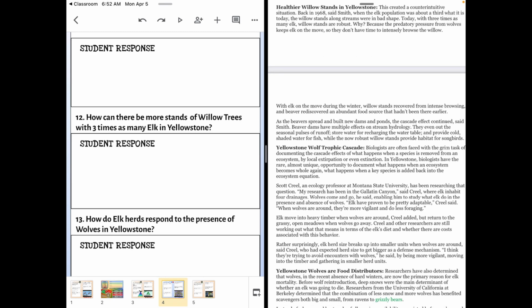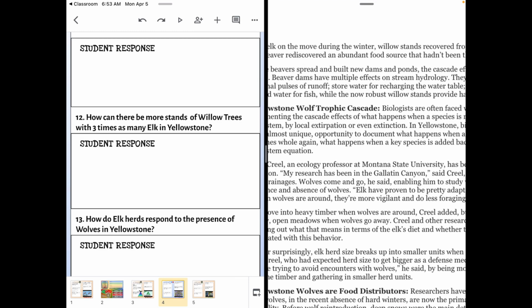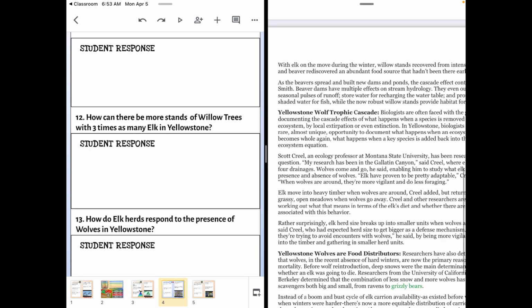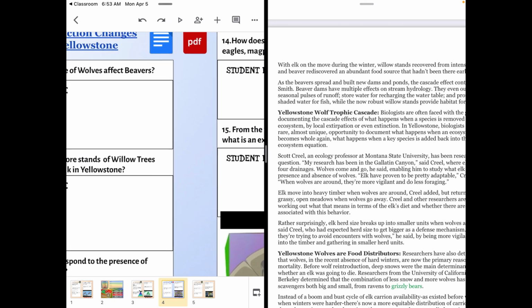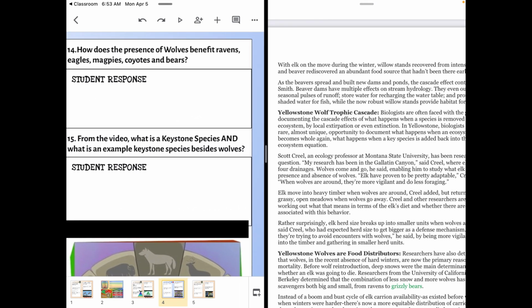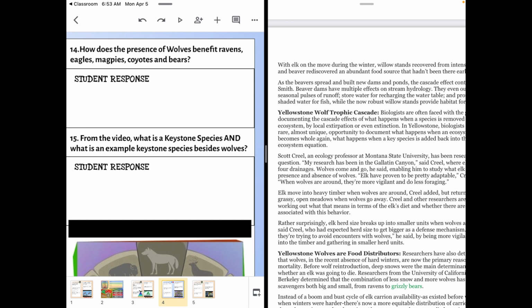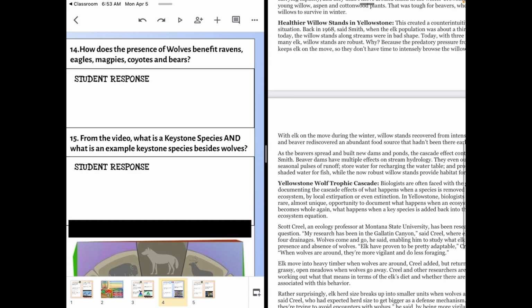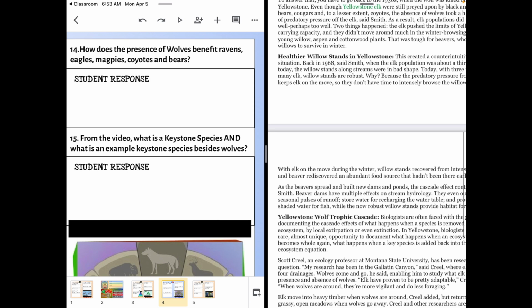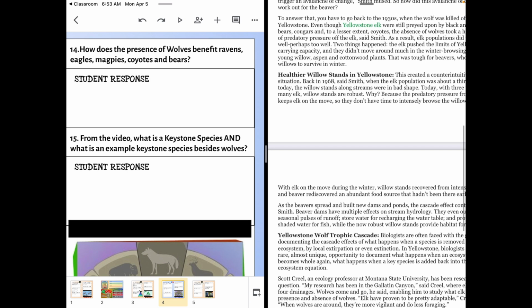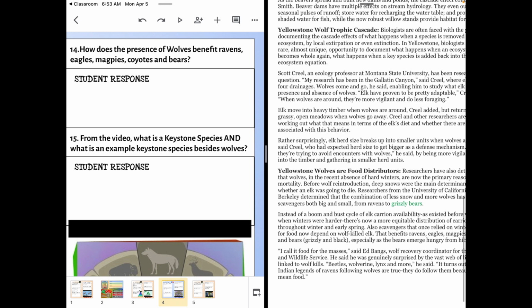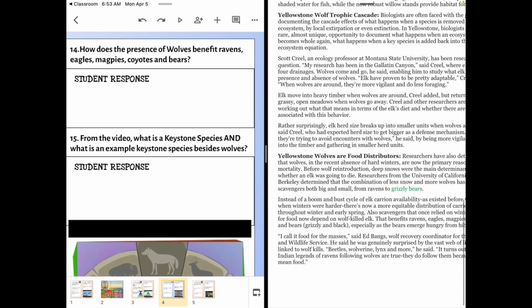And so how do the elk herds respond to the presence of the wolves? That's going to be in this one, the trophic cascade. And so the elk keep getting bumped around and they don't enjoy the wolves, and it changes their behavior. How does the presence of wolves benefit ravens, eagles, magpies, and coyotes? Actually, the elk... Yep, there it is. And so Yellowstone is a food distribution with the wolves, and so other carnivores and scavengers benefit heavily.